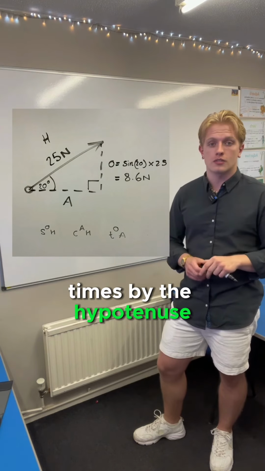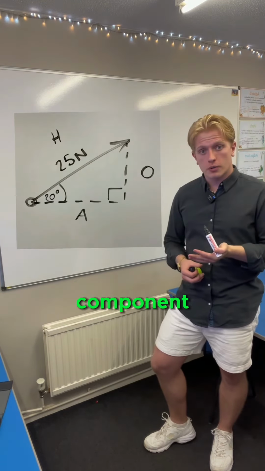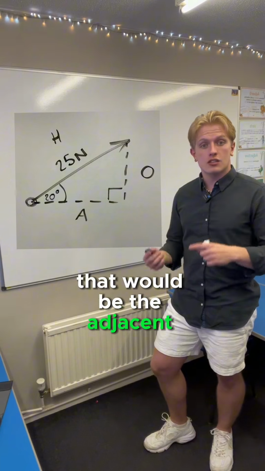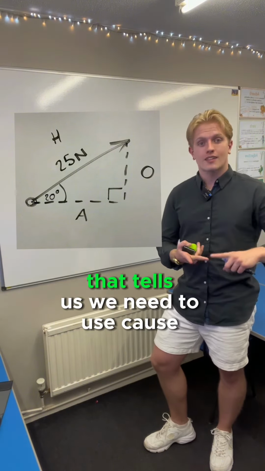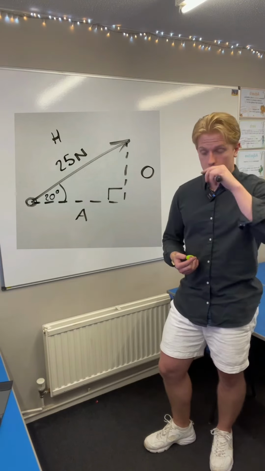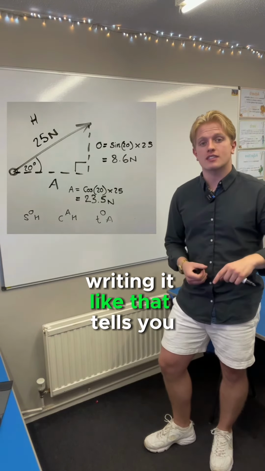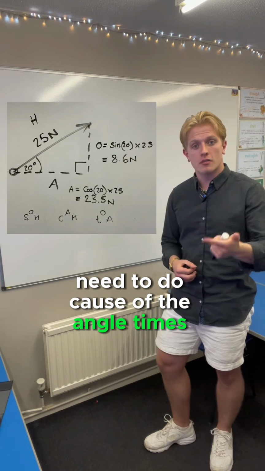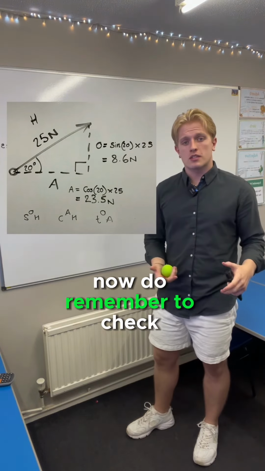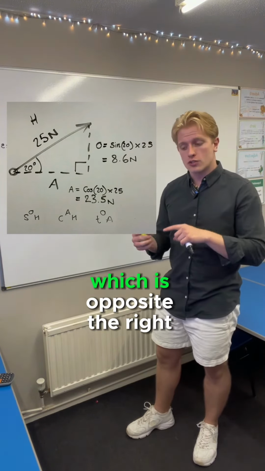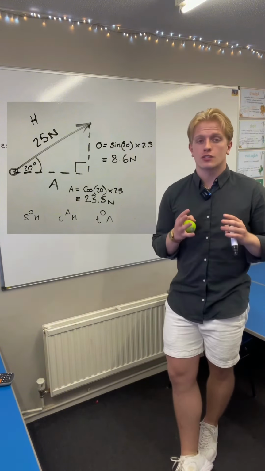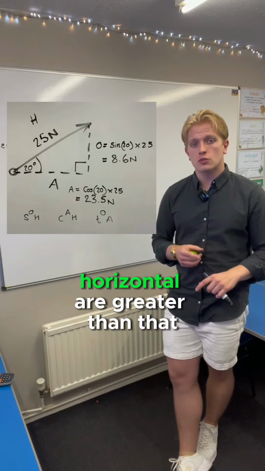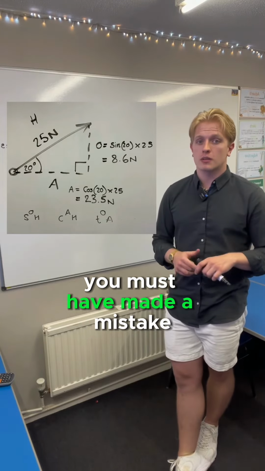Writing out SOHCAHTOA like this helps you remember to find the opposite, you need to do sine of the angle times by the hypotenuse. What if we wanted the horizontal component? Well, in this case, that would be the adjacent side. So the useful sides would be our hypotenuse and adjacent. That tells us we need to use cos. Again, if you want the adjacent, writing it like that tells you need to do cos of the angle times by the hypotenuse. Now do remember to check yourself. Remember that diagonal, which is opposite the right angle in your triangle, must always be the longest side. So if either your vertical or horizontal are greater than that, you must have made a mistake.